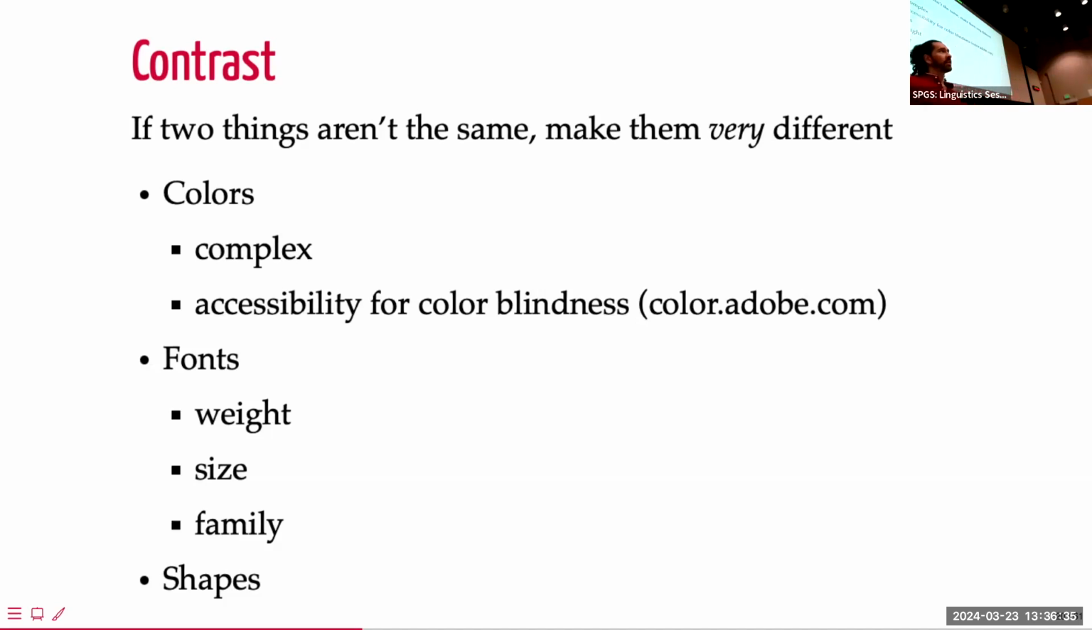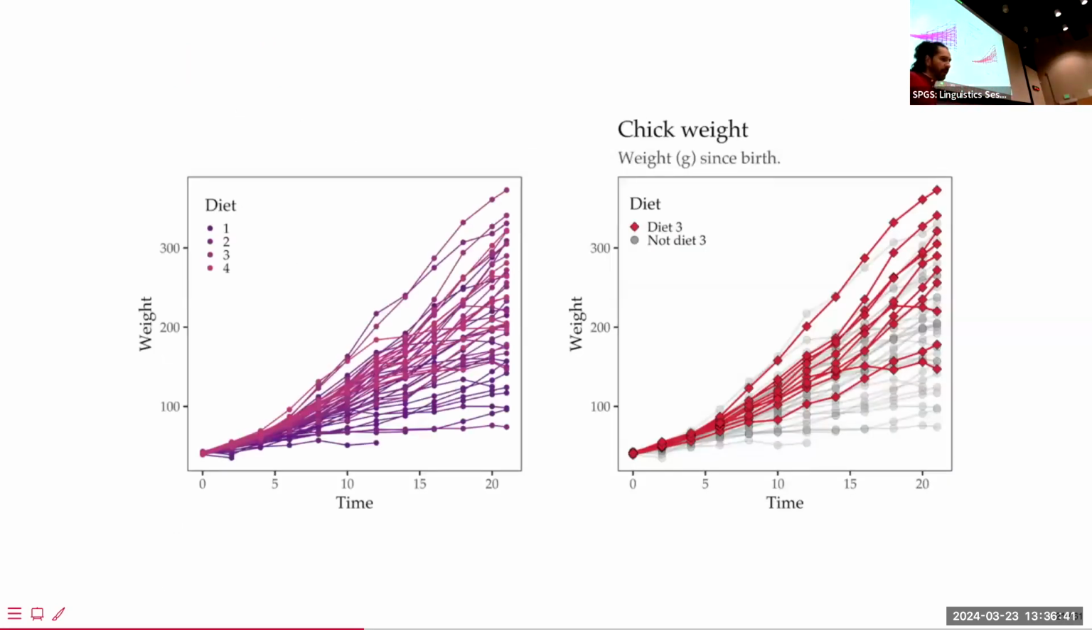Shapes, obviously we have a lot of shapes at our disposal for contrasting different levels of a factor or whatever. I'll come back to that as well. I'll give you an example here. The plot on the left is a plot that I consider to be quite bad, right? And then the plot on the right would be like, all right, let's take this and at least try to make it a little bit better.